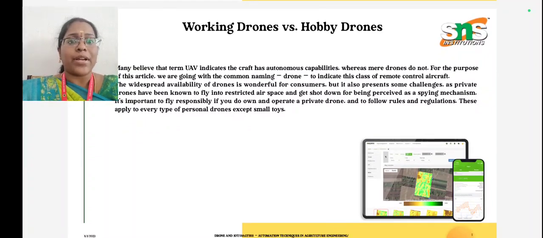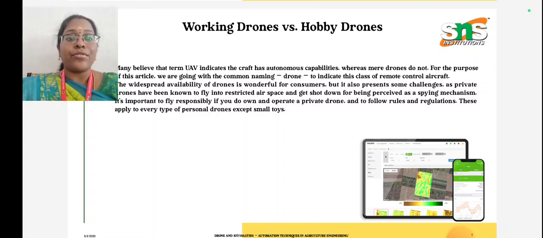Working drones are those used in professional mode, that is in the military area, an agricultural field, or in remote sensing, where the data are gathered and have to be interpreted into data that will be useful for us to develop an app. Whereas hobby drones are used only for aerial photography and just for flying them, and some drones have to follow certain rules and regulations under aviation considerations.